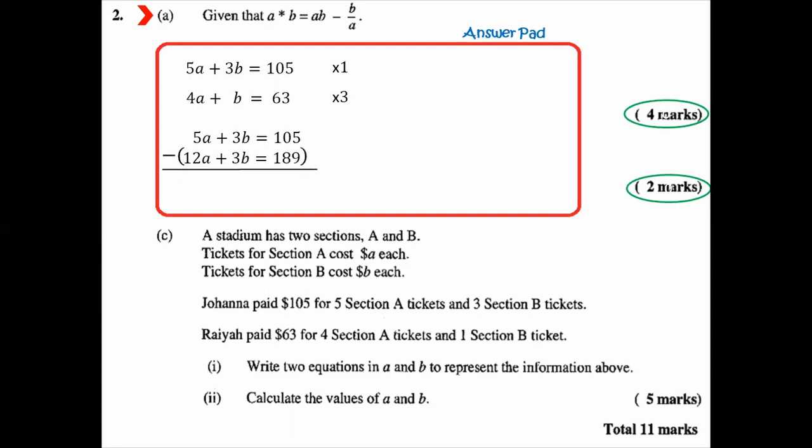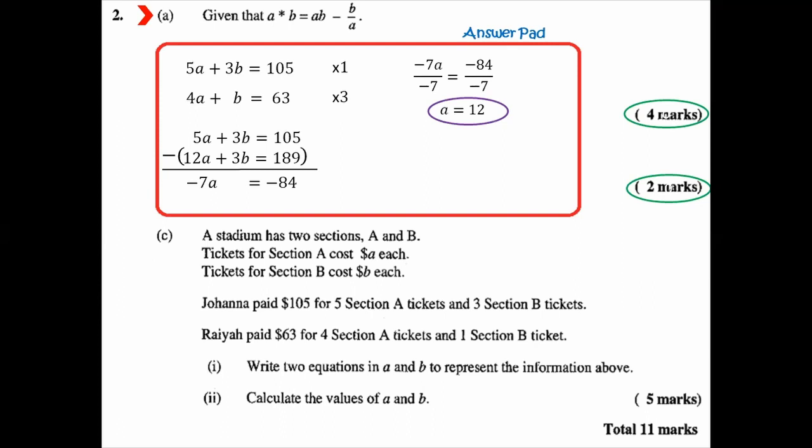What we're going to do again is subtract the bottom equation from the top equation. Remember that from our previous simultaneous equation? So 12a from 5, right, will leave us minus 7a. 3b from 3b, 0. 189 from 105, 84. And when we divide both sides by minus 7, we end up with a being equal to 12. The same way as it was before.